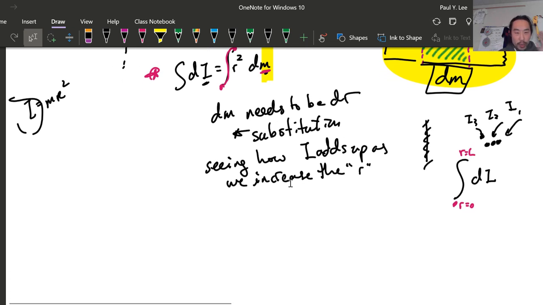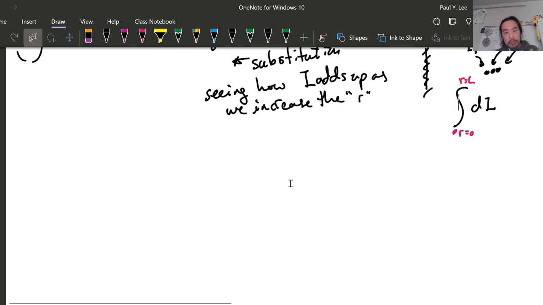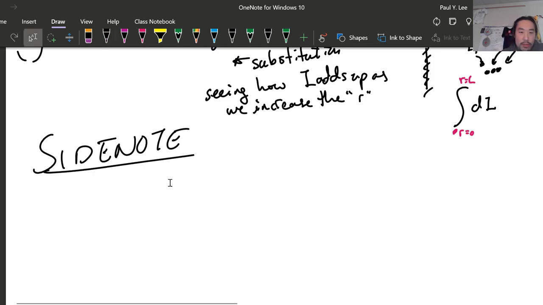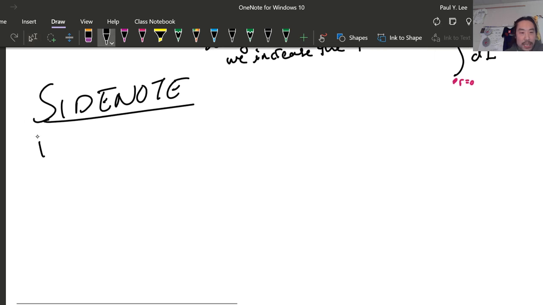Okay, so before we continue, here's a little side note. All right, so this is a side note. When we do these problems, you'll see different ratios, okay? And the ratios that we're looking at are the density ratios.